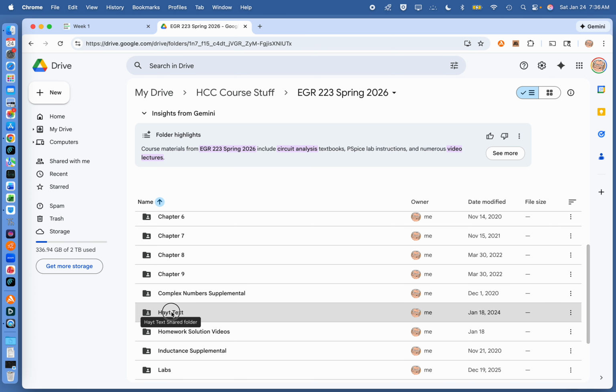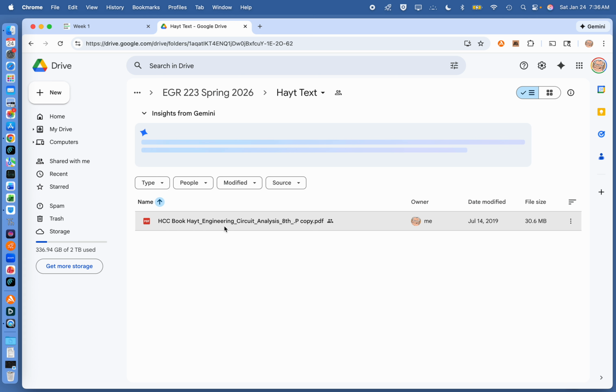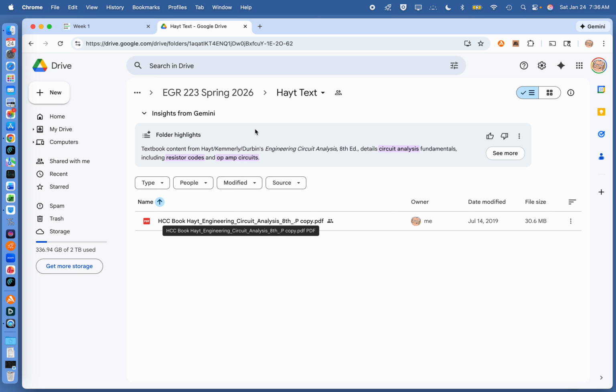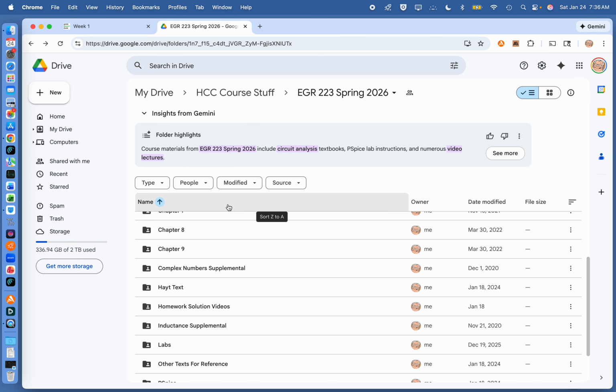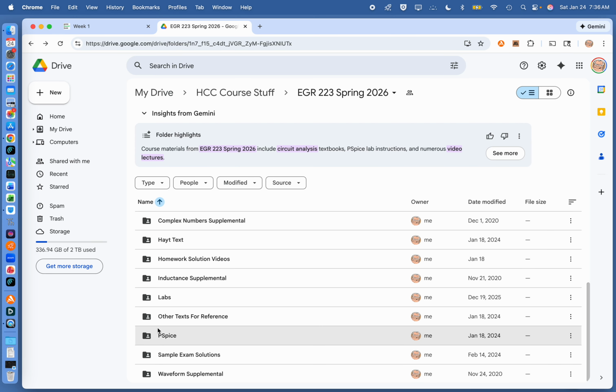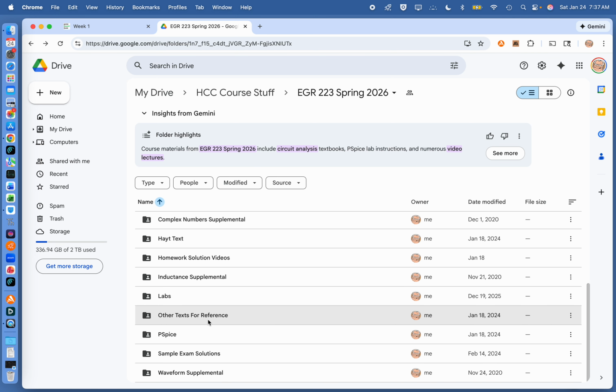The text is here. The full PDF is here. You don't have to buy the text. This is free. We're not doing anything illegal. The 8th edition has been made available by the publisher, so we have access to that. All right. What else do we have here? I've got a few homework solution videos here, not much yet, but I'll be posting more. There's some other supplementals, inductance supplementals, some lab stuff here. Other texts for reference, maybe take a look at this.